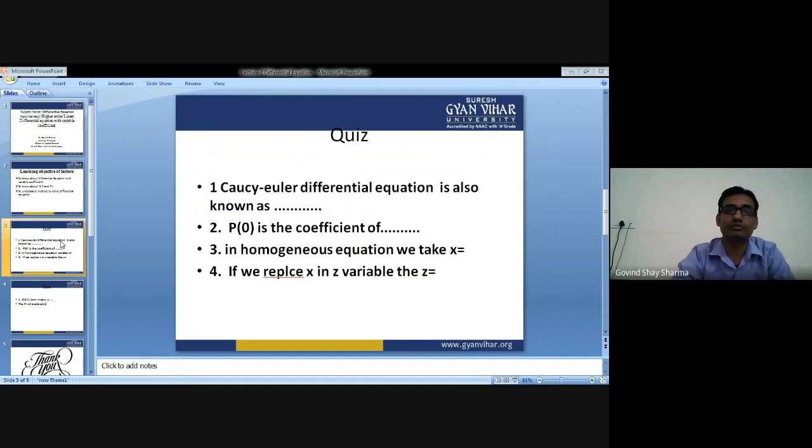In a homogeneous equation, if you see, the first step is we put x is equal to e to the power z. Okay, so here x is equal to e to the power z. Now, if we replace x by the z variable, what is the value of z? He is asking about the replacement done to change x into z. So we put z is equal to log x. Okay, we put log x.